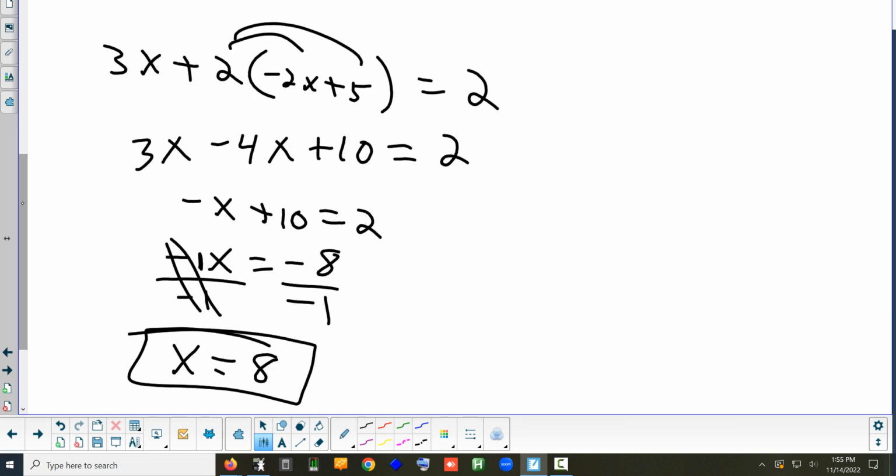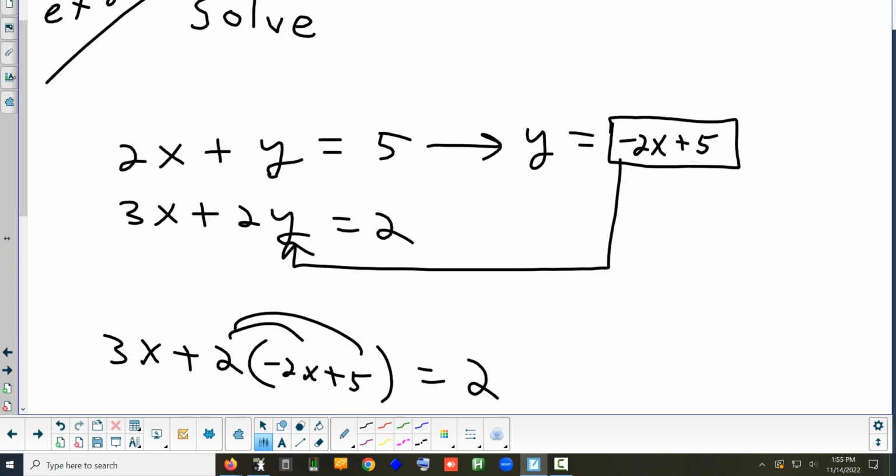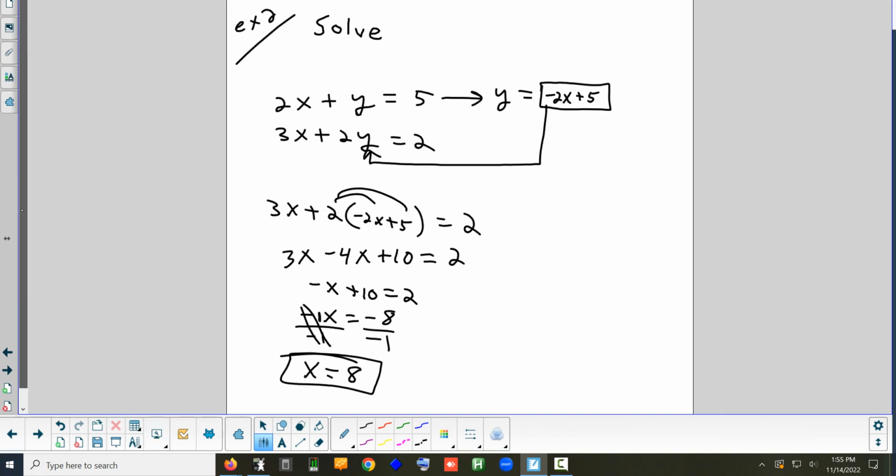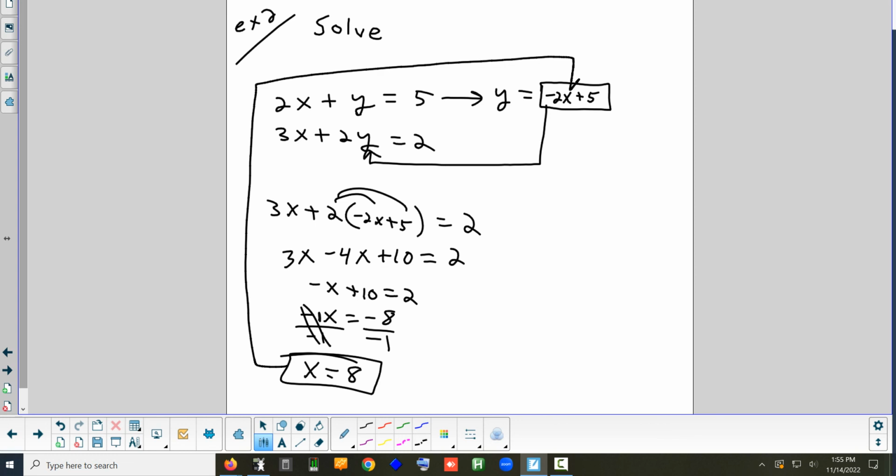What do we still have to do? We still have to solve for y, but we've got a formula right here. y equals negative 2x plus 5. So now, take this and plug it back in right there. So y equals negative 2x plus 5. And what we get for x, we got 8.